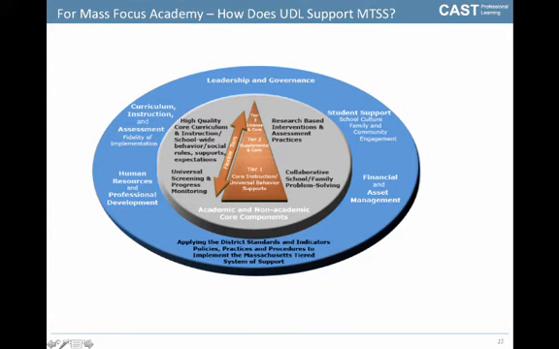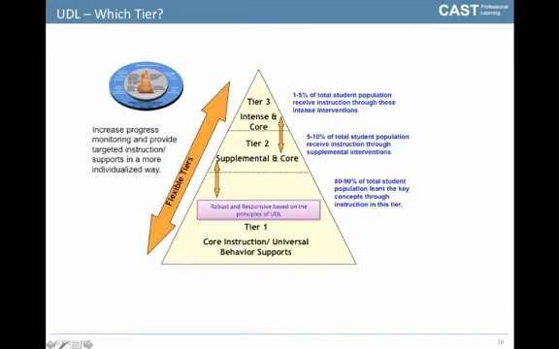UDL is part of the high-quality core curriculum and instruction that is school-wide and supportive of all students. Within MTSS, UDL is most strongly represented in Tier 1 supports, though it is present throughout all three tiers of MTSS. UDL should be applied to instruction at Tier 1 to ensure that the greatest number of students have the supports and scaffolds they need from the start.